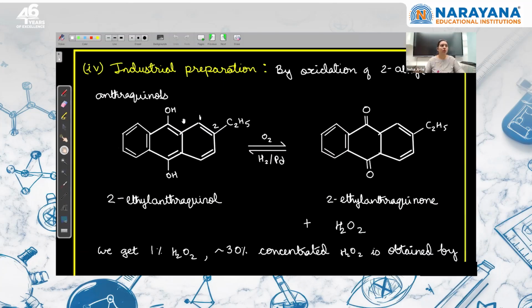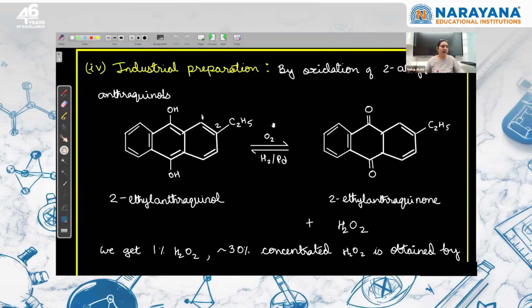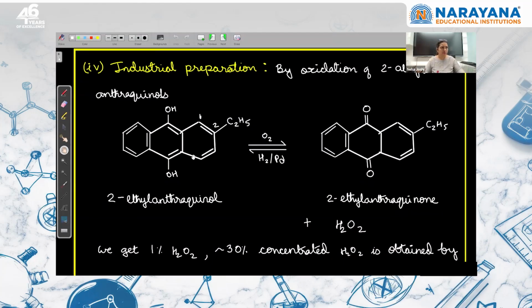Industrially, H2O2 is prepared by the 2-ethyl anthraquinol method. Now what we do, this is a very low cost method. We take this 2-ethyl anthraquinol. Okay, at position number 2 we have added ethyl. So it is 2-ethyl. You can have some other alkyl, no problem. So by air oxidation, it is changed to anthraquinone.